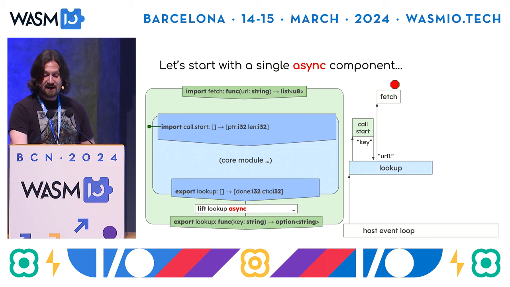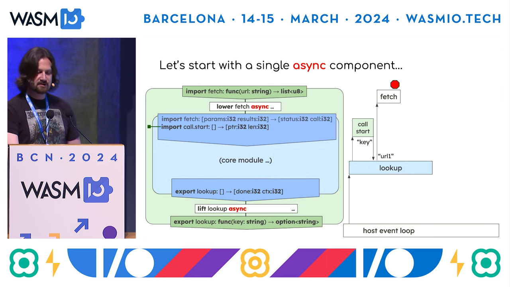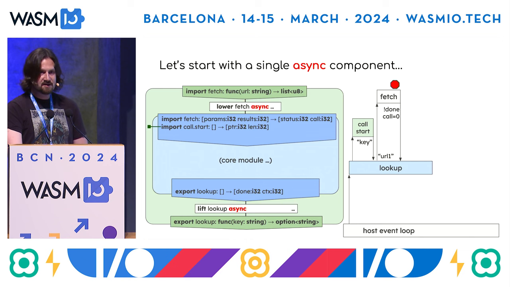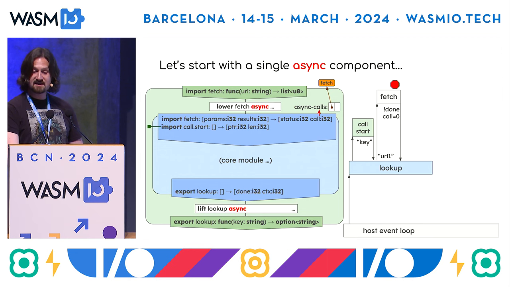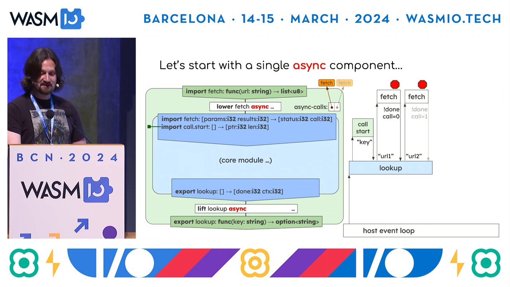Fetch can block. And we don't want to block the caller, but since we've lowered with this new async option, the imported core signature of fetch is different also. It takes the results as an out parameter that gets filled in asynchronously and returns a status of this call, which can be that this call is not done, it's blocked. And then when that happens, we get back an index into an async call table of calls that are in progress, which is maintained by the component model. So now we have an async fetch in progress, and lookup gets to keep running. So it can do another fetch, and that can block, and return that it's not done, and now we have two async fetches in progress.